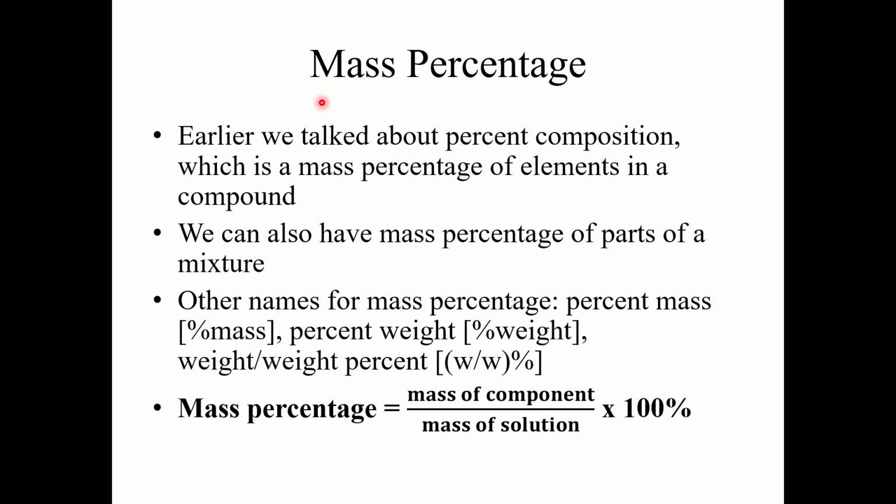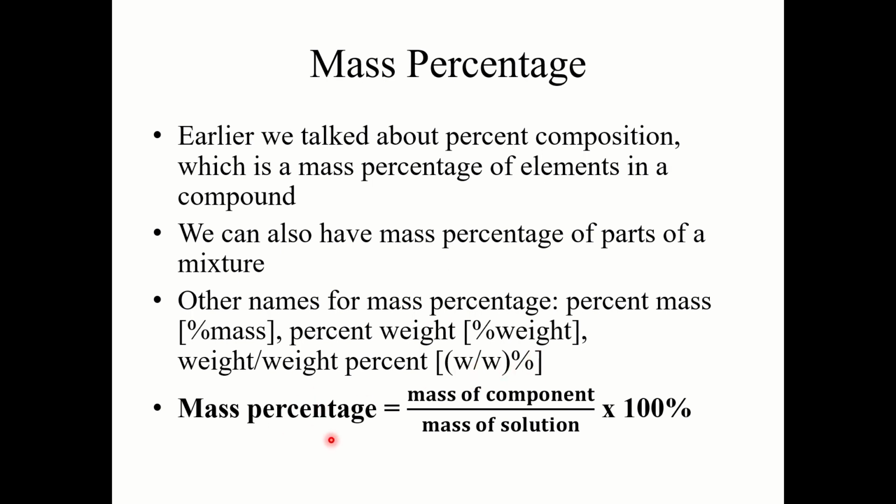Now, earlier in this chapter, we talked about percent composition, which essentially is just a mass percentage of elements in a compound. We can also have mass percentage as parts of a mixture. So this is really calculated the exact same way. When we're talking about percent composition, we're just specifically talking about one compound. Here, we're talking about a mixture. Some other names for mass percentage are percent mass, percent weight, or weight over weight percent, which is represented as W over W percentage.